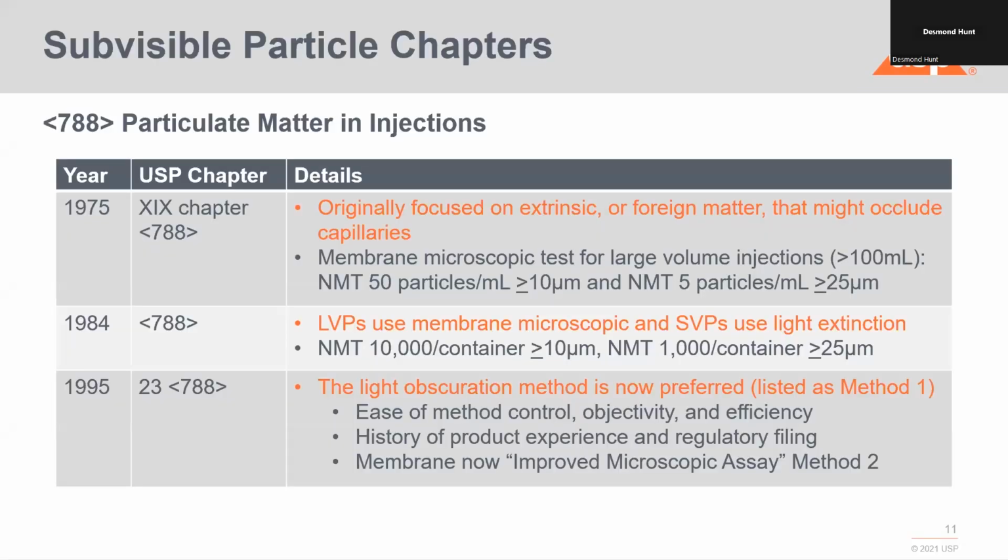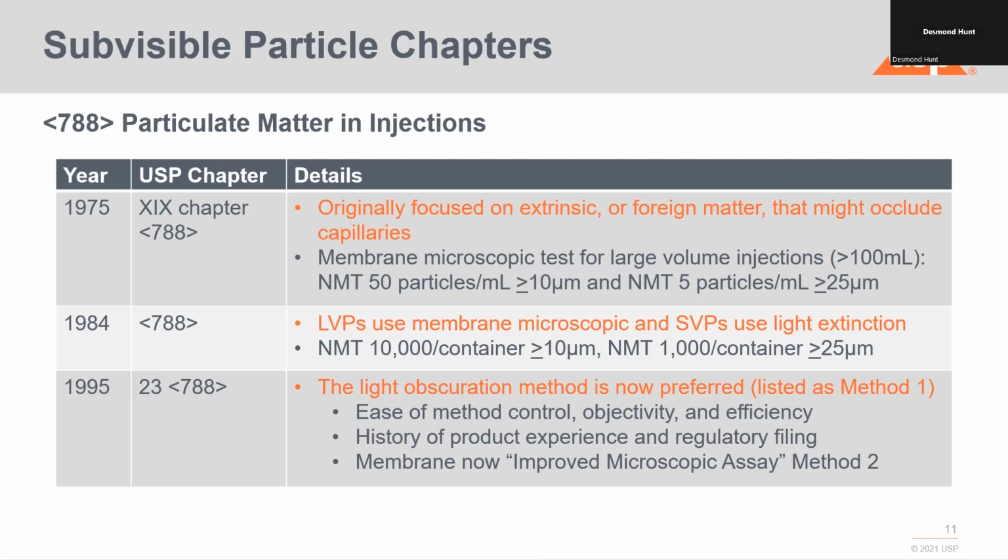Obviously, when we think about subvisible particles, the chapter that everyone knows about is 788, Particulate Matter in Injections. And a little historical perspective on this chapter is that it was introduced into the USP in 1975. The chapter originally just focused on extrinsic particles in parenterals, and it was really focused on those particles that at the time we felt would cause occlusion of capillaries. It was a simple test that really focused on large volume parenterals.